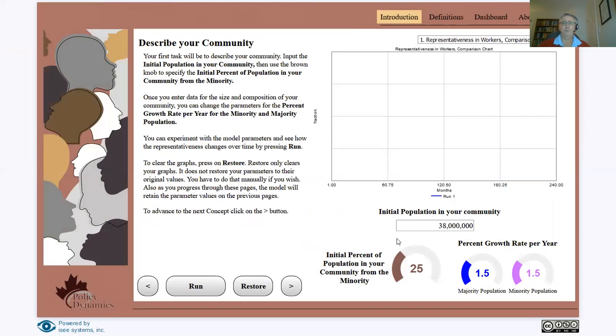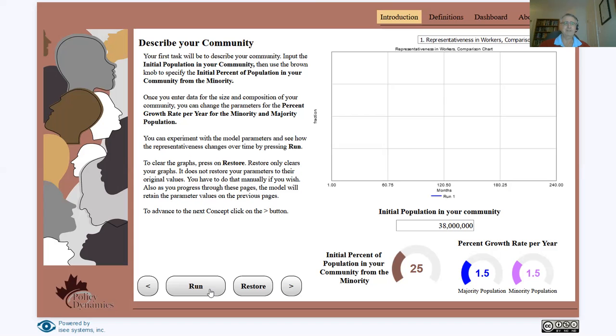And then you start this process with these steps starting from the top, and you begin by describing your community. And what you're doing there is you're identifying the initial population in the community and the percent of that population from the minority. So the idea here is that we want to have an organization that's representative of the community. So in this case, 25% of the population is from minority groups. And so we would like to have 25% of the organization at all levels to be from the minority group. And that is the goal.